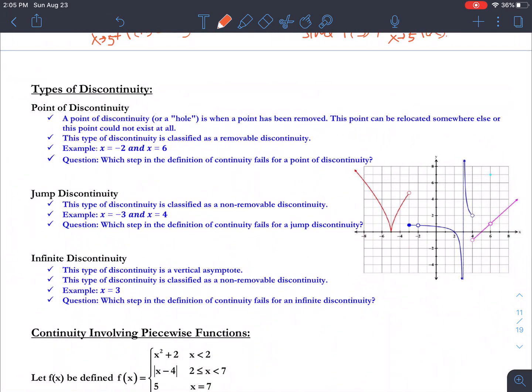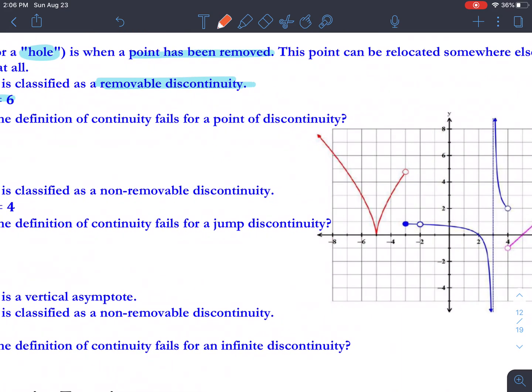So a point of discontinuity. Okay, points of discontinuity we also call a hole in the graph, if you hear me say that. Think of it as a point that's been removed. And just as a heads up, we also call this one of the removable discontinuities. Okay, example, this is at negative 2. So notice here, there's a hole in the graph. But the limit existed, right? So there's a limit, but there's no value there, or the value does not match the limit.